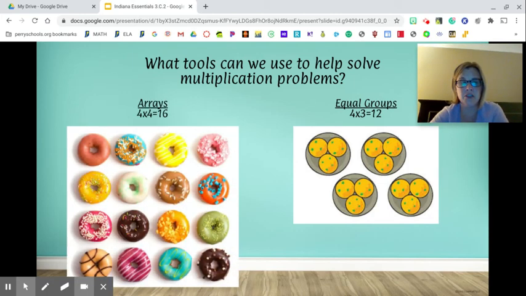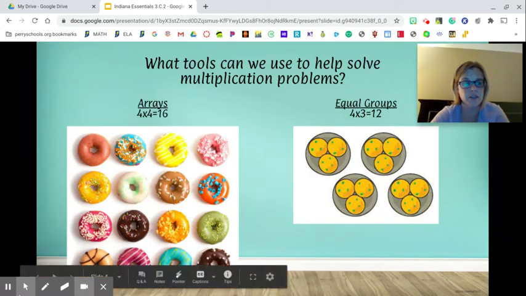Another way that we can do multiplication is to create arrays. An array is equal rows of objects in columns. So an array has the same number of objects in each row. So when I look at this one, my problem is 4 times 4. So I have 4 rows, 1, 2, 3, 4. Let me see if I can show you with my pen.